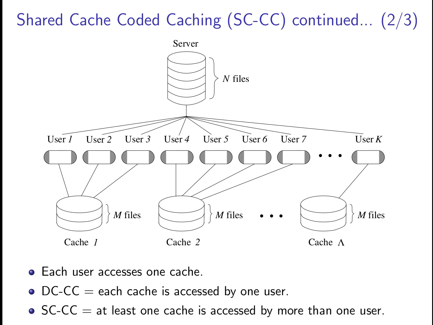The same diagram over here. It is mandatory for each user to access at least one cache. Now, if each cache is accessed by only one user, then the problem is called dedicated cache coded caching, or DCCC in short. If, however, there is at least one cache which is accessed by more than one user, then the problem is called shared cache coded caching, in short SCCC. Here, users 1, 2, and 3 access cache 1. This cache 1 is accessed by more than one user, so this is an SCCC problem.